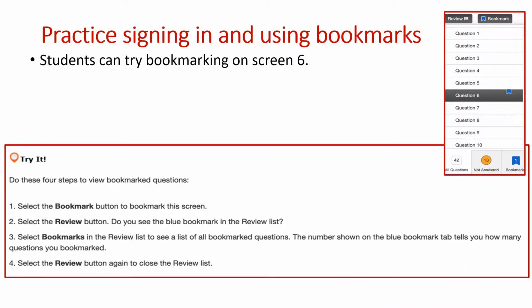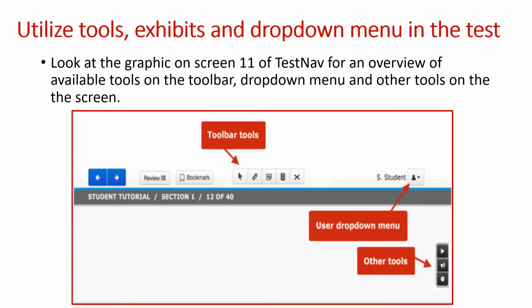You can experiment with bookmarking on screen 6 by selecting the Bookmark button. If you select the Bookmark button, you will bookmark the screen. Then you can select the Review button to see your bookmarked question. Remind students to bookmark carefully. If students bookmark too many questions, the tool will not be useful because time will run out.